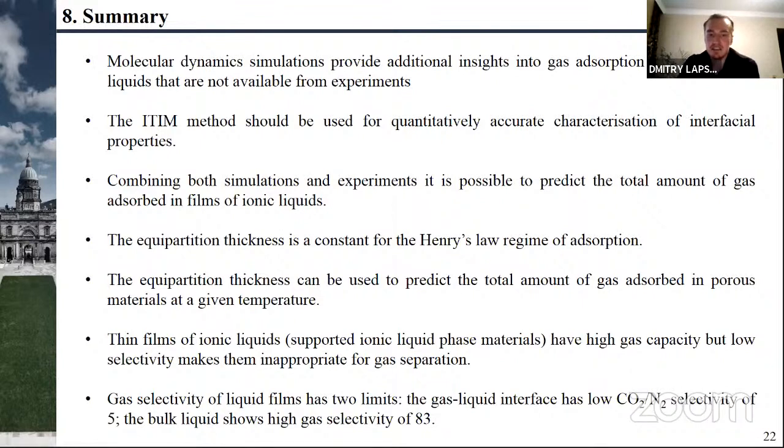And finally, gas selectivity of liquid films has two limits. The interface has low selectivity, while the bulk liquid region of the film has high selectivity. So using the equipartition thickness, we can not only predict the total amount of gas adsorbed in films, but also design task-specific materials with different contributions of surface and bulk properties.